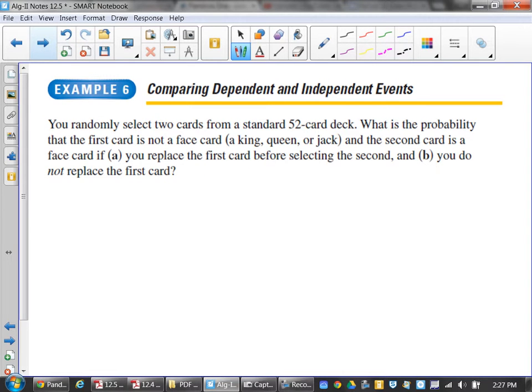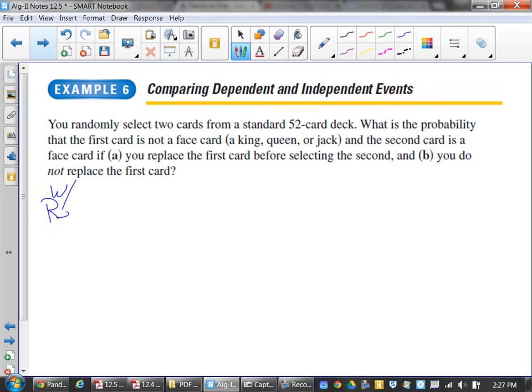Try this again. What's the probability of the first card? All right, you're randomly selecting 2 cards from a deck. What's the probability the first card is a face card, and then the second card is not a face card, if you do one of 2 things: replace it, calculate the probability; don't replace it, calculate the probability. It's going to ask you to do both, with replacement and without.